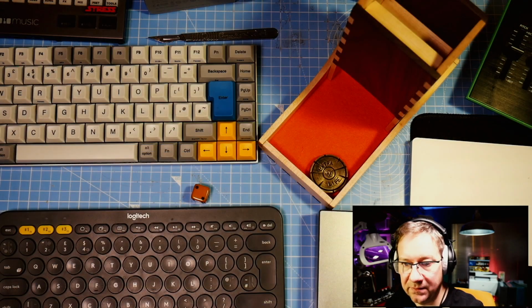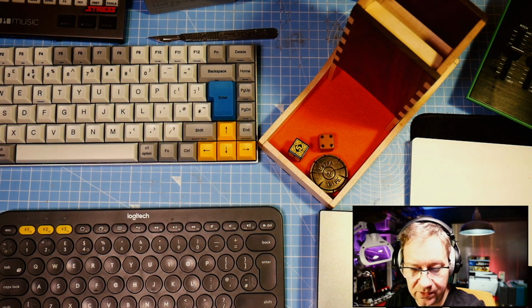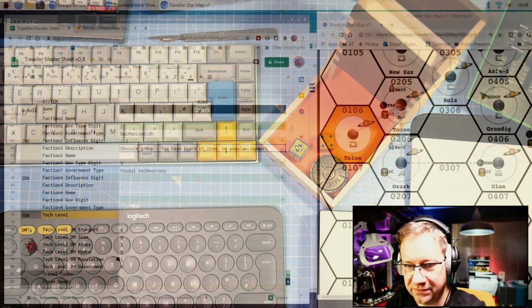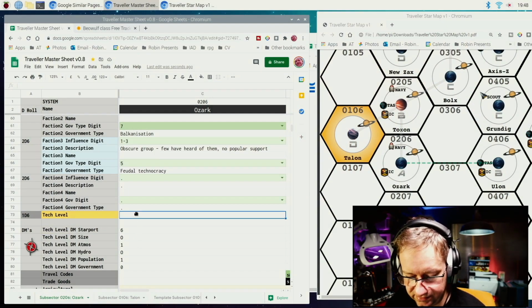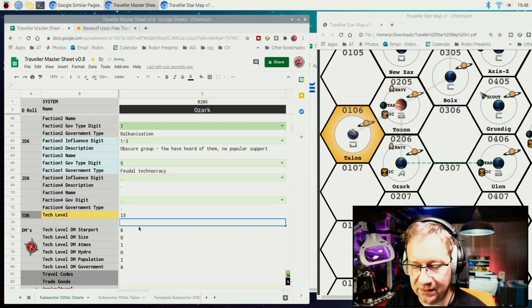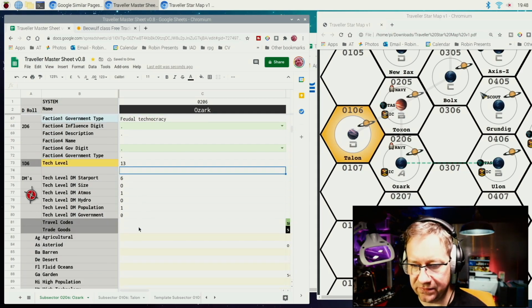Oops. That's quite nice. 5. I've had all the luck on tech levels on these 3 so far. So what did I say? I had an 8 plus 5, so I've got tech level 13. So this is good. So that's a significant tech level, and definitely has sort of starfaring in interstellar travel.